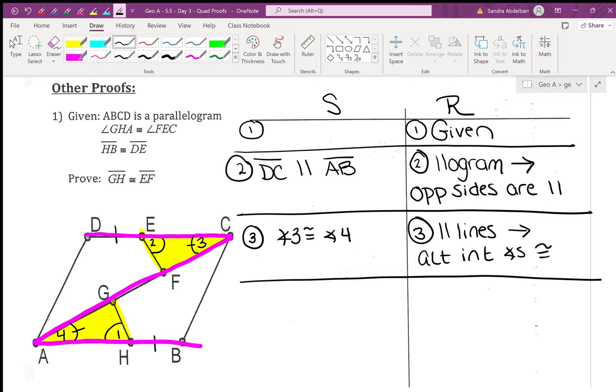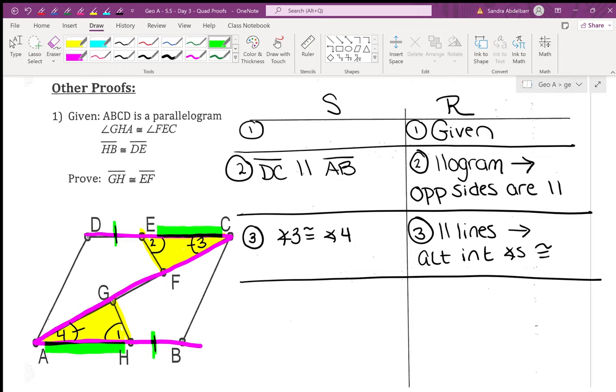So now I have two angles. Do we all agree we have 2 angles? We need a side. We need a side to get these triangles congruent. Go back to our given. We had that DE and HB are congruent. Do those count as sides for these triangles? No. It would be nice, though, to get EC and AH congruent, right? Because then it would be angle, side, angle. Anybody have any ideas on how we can get EC and AH congruent?